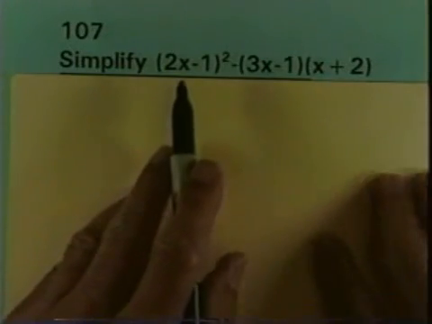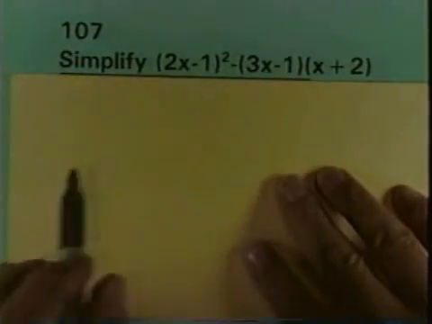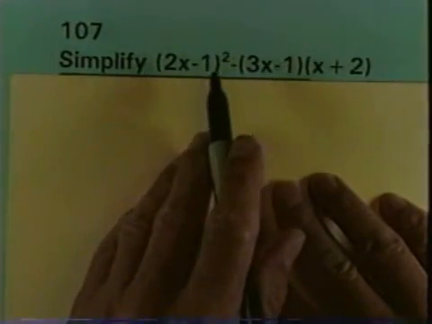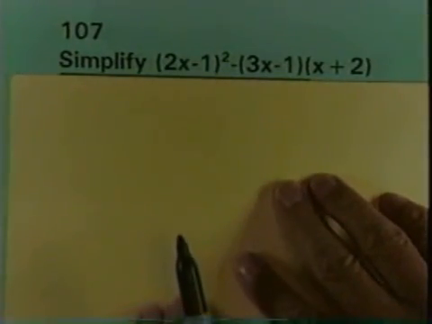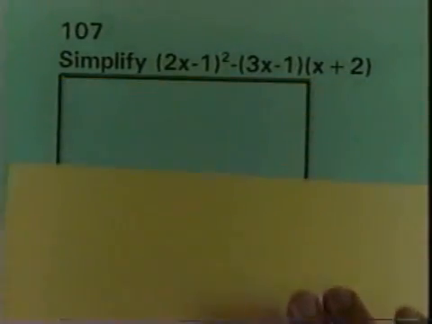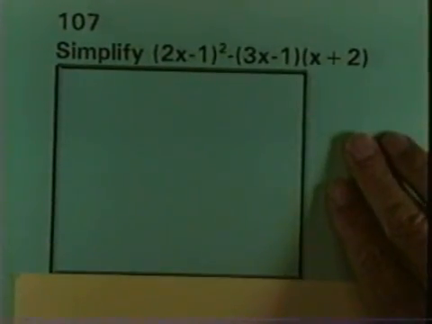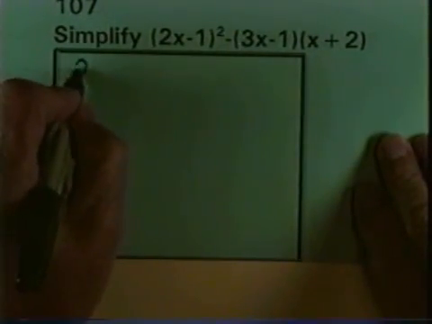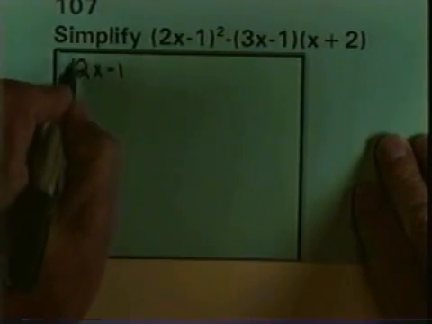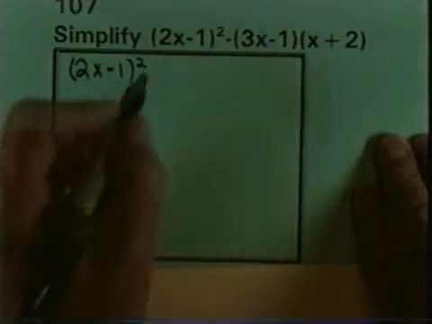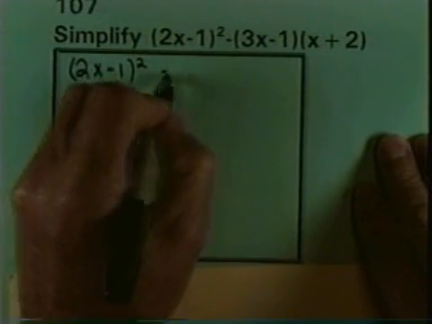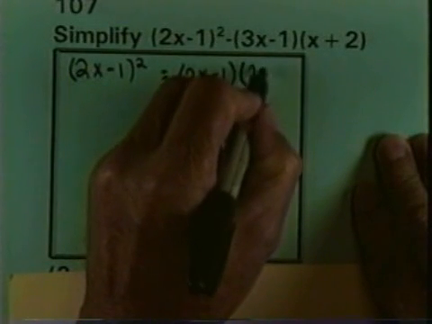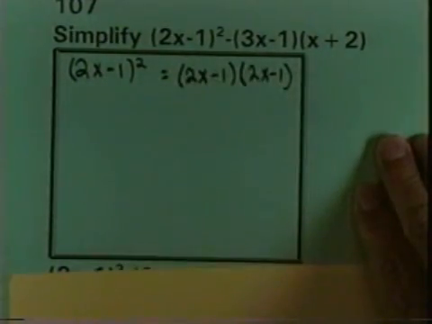So I'm going to evaluate 2x minus 1 quantity squared. Now what I'm going to do is to evaluate this out to the side so I can keep my organization straight. So I've created a box here, and that's what we call doing it out to the side. So I'm going to multiply the 2x minus 1 quantity squared out. Remember, 2x minus 1 quantity squared is 2x minus 1 times 2x minus 1.